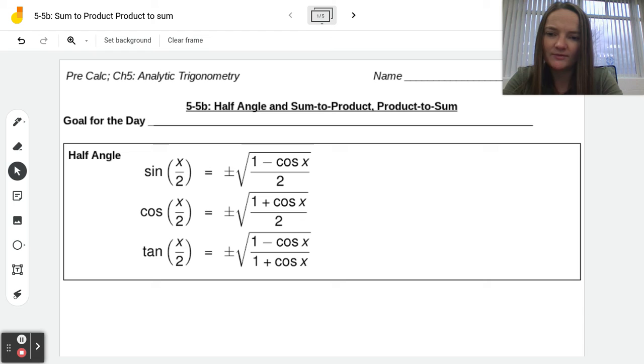On your notes, you should have these already filled out. We're going to start with the half angle formulas. Half angle formulas are a way of taking something that is half an angle, like x over 2, and transforming it into something whose inside is just x. So for example, sine of x over 2 is changing to something with a cosine of just x.